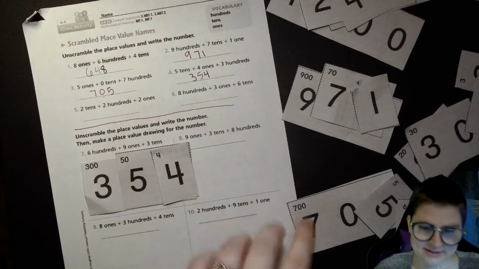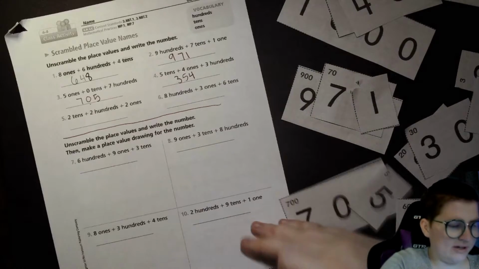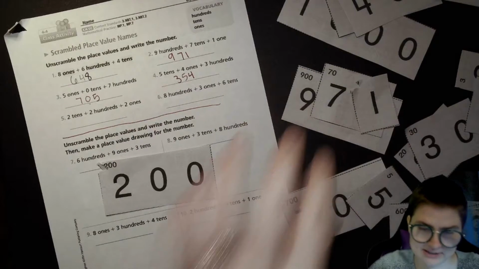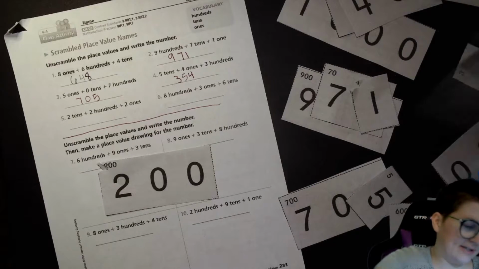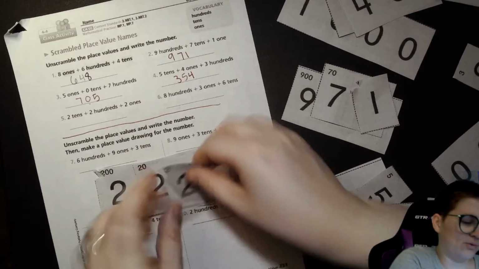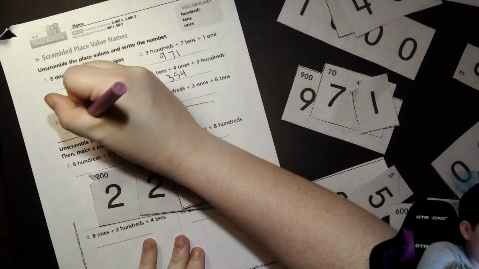Okay, next one. Let's see, we got 200, or sorry, yeah, 2 hundreds and 2 tens and 2 ones. So here's my 2 tens and my 2 ones. So that makes 222.